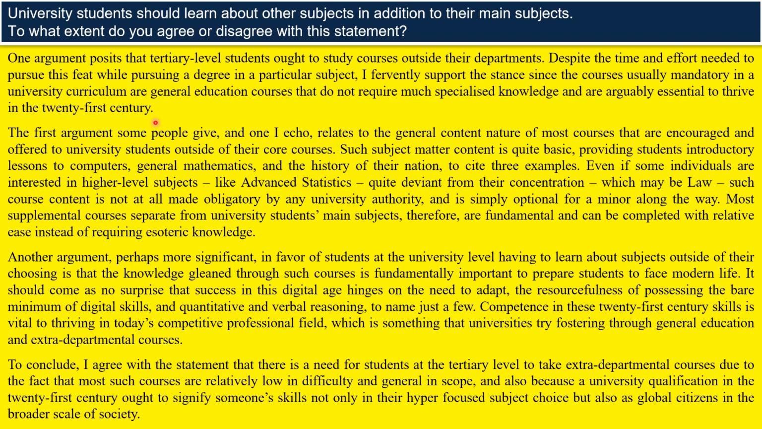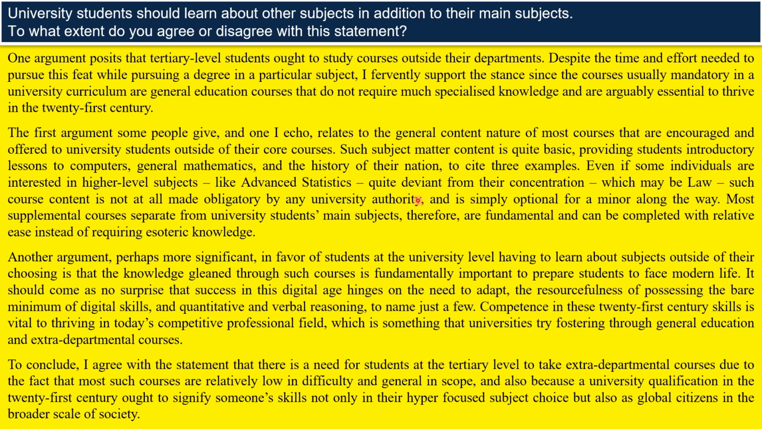This is my second main idea. The first argument that some people give, and one I echo, relates to the general content nature of most courses that are encouraged and offered to university students outside of their core courses. Such subject matter content is quite basic, providing students introductory lessons to computers, general mathematics, and the history of the nation, to cite 3 examples. So this is my explanation and also the examples linked together.